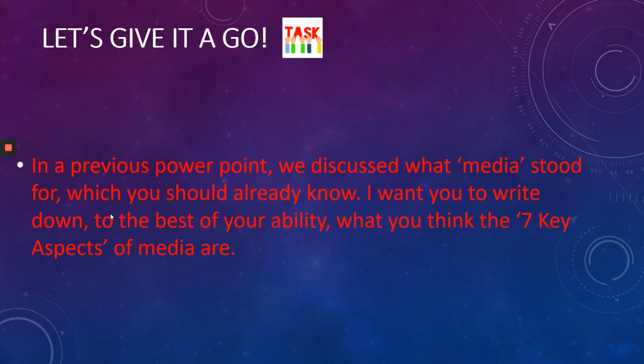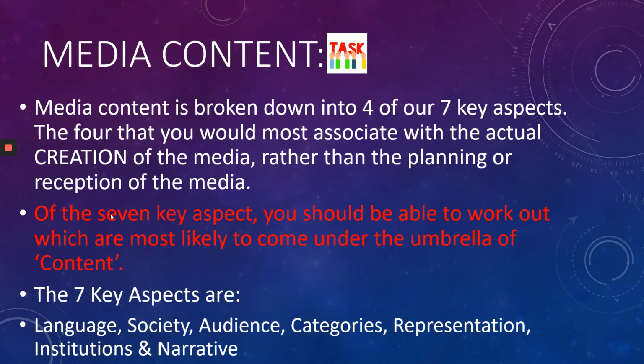All right. At this stage, you've had time to write it down and pause the presentation, or more accurately, write it down and unpause me. So the 7 key aspects are language, society, audience, categories, representation, institutions, and narrative. Now, I should have swapped this around, frankly, but for our purposes, we're going to break the 7 key aspects down into 2 groups: content and context.